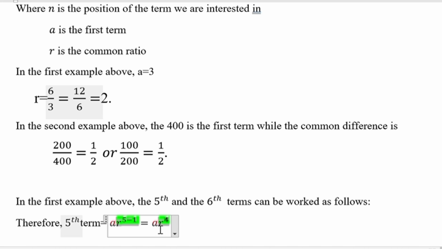But remember, we know our a, it is 3, the first term, and our common ratio has been calculated and we found it to be 2. So we can write this as 3 times 2 raised to power 4.